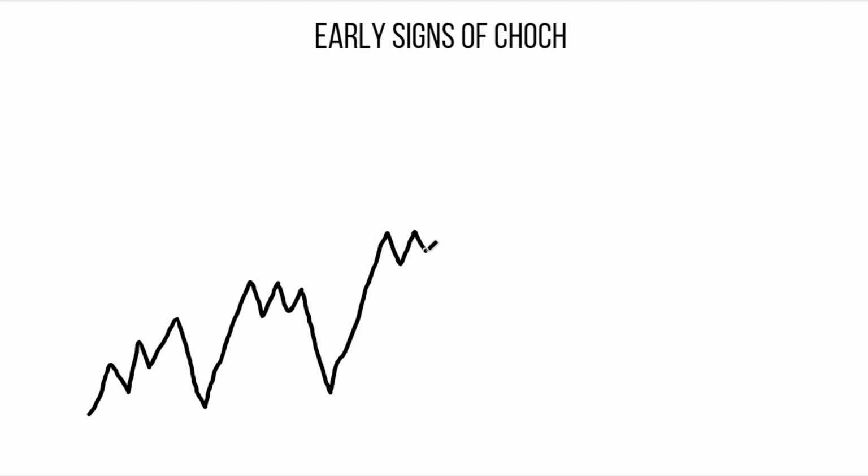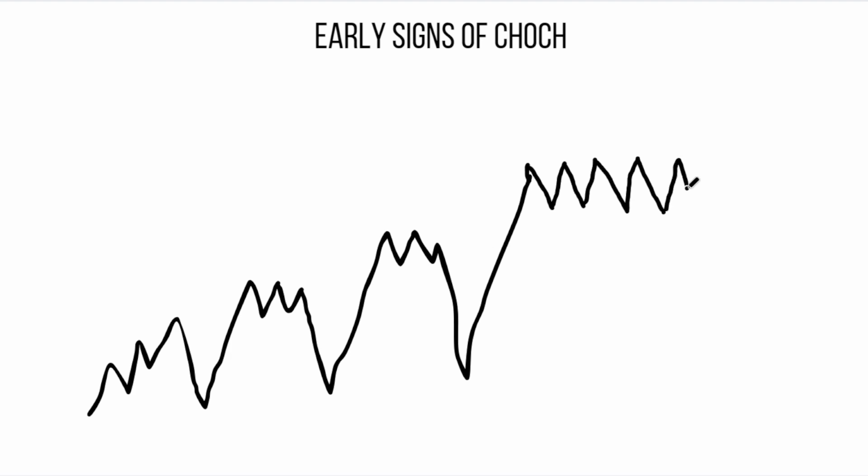So let's talk about early signs of a change of character. So let's say you are in a bullish trend. And currently you are in a bullish trend and price keeps retracing back to your extreme. So now price consolidates again, but this time for much longer, maybe forming a Wyckoff, maybe pulling out externals on both ends, whatever the case may be.